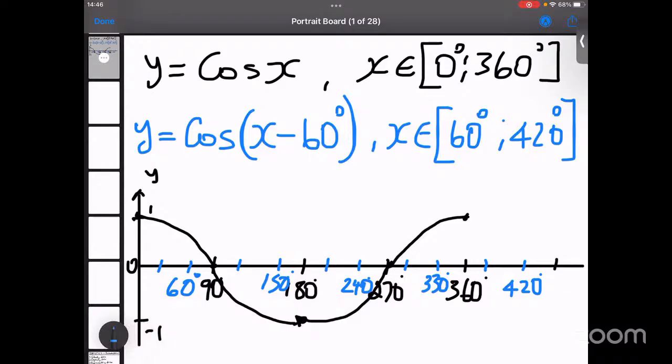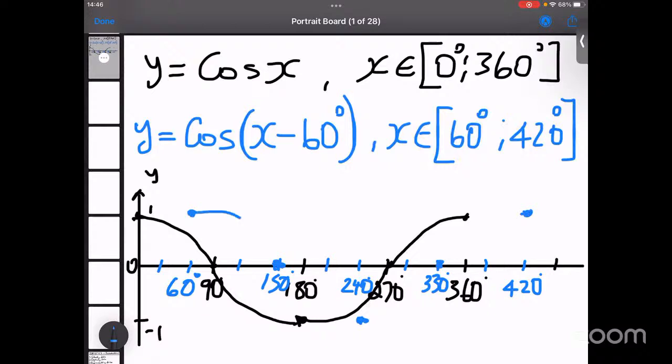So that means each point shifts by 60 to the right. It starts from there. Can you see? And then from there, it will go to that next critical point, and then it goes to that next critical point, and then where does it go? It goes to that next critical point, and then from there, it ends at that last critical point.